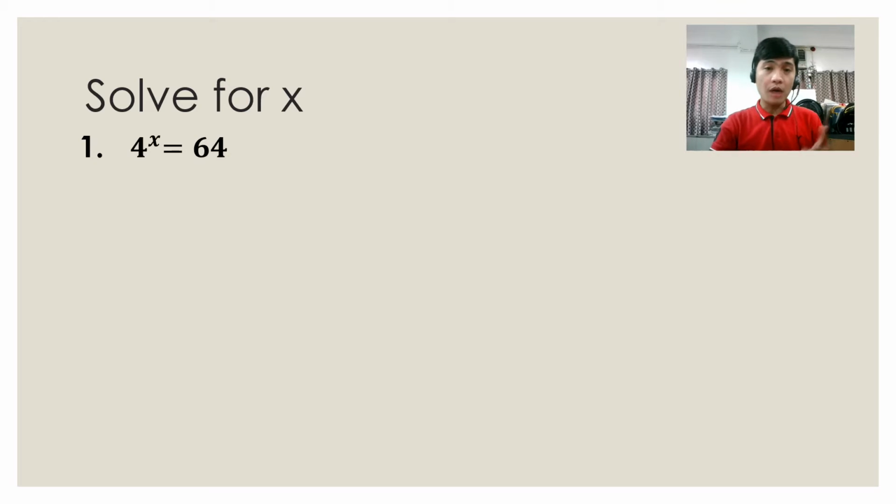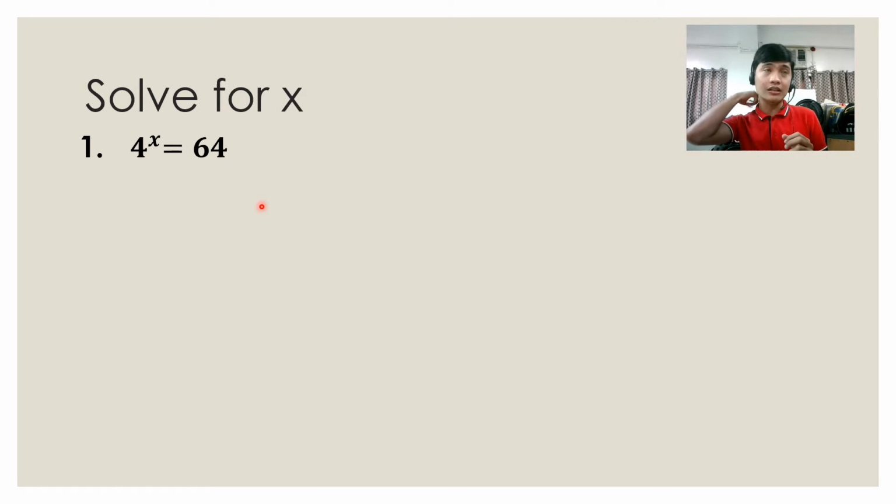Okay, let's start with our examples. The instruction is solve for x, solve for the value of x. Now, our first example is 4 raised to x is equal to 64. Now, this is an example of an exponential equation because this equation involves different exponents. So, how can we be able to solve for the value of x?